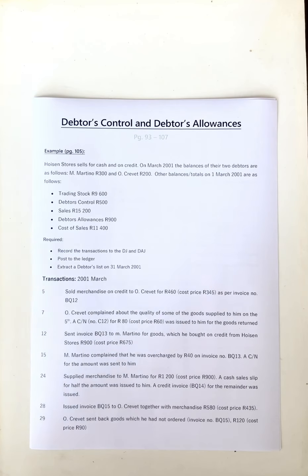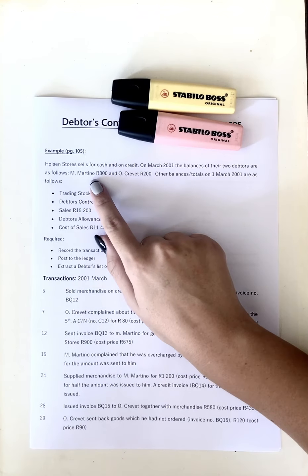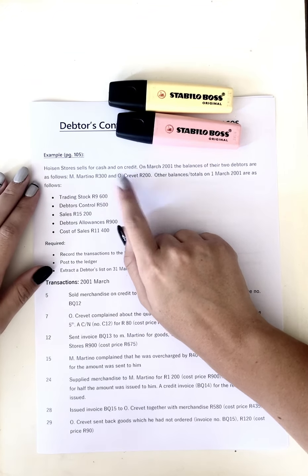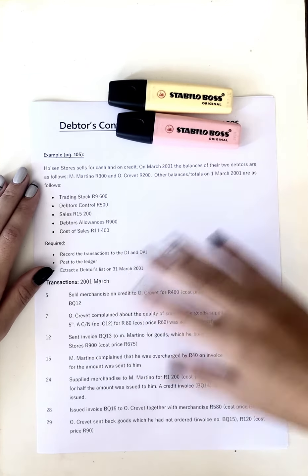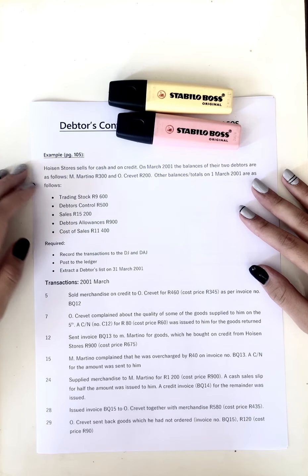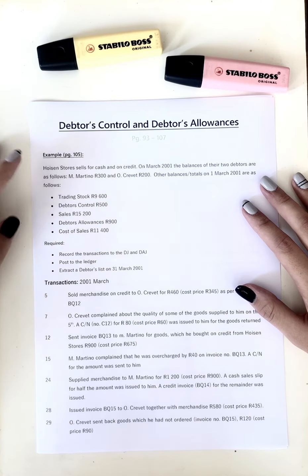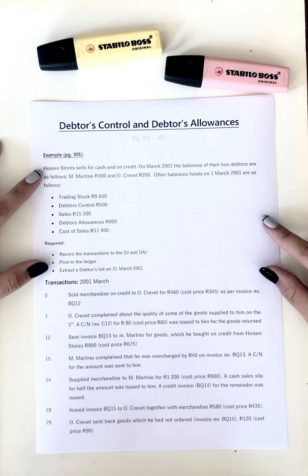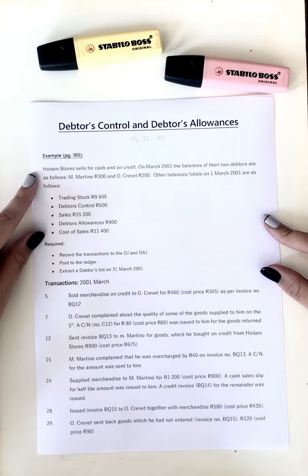Okay, so we're going to go through the transactions, and what I suggest is that you have two highlighters for this example. We only have two debtors here, so we only need two highlighters. If there's three debtors, then use three highlighters, just so that you can keep track of every single debtor's transactions. The example is on page 105, so you can follow in your book, but I am going to upload it onto Teams so that you can follow if you didn't collect your books.